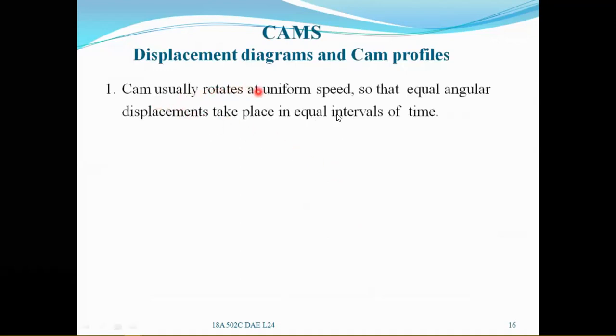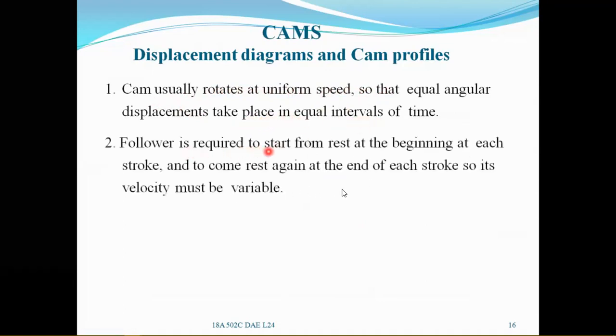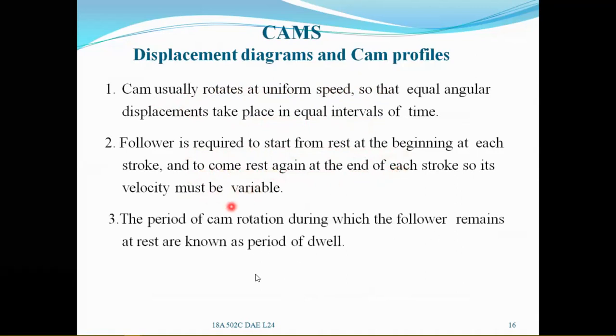Cam usually rotates at uniform speed so that equal angular displacement takes place in equal intervals of time. Follower is required to start from rest at the beginning of each stroke and to come to rest again at the end of each stroke. So its velocity must be variable. And the period of cam rotation during which the follower remains at rest is known as period of dwell.